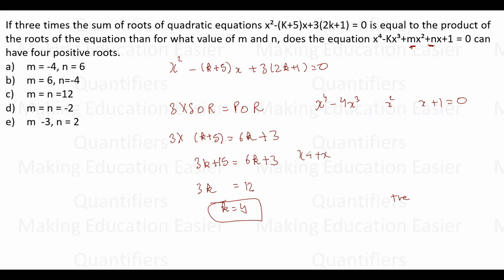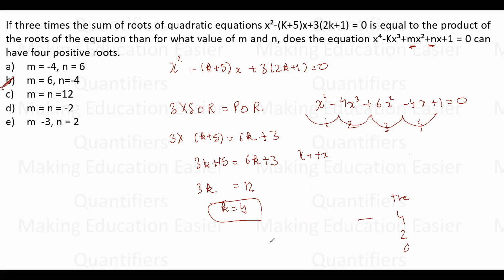Now if I use the second one, m as 6 and n as −4. Positive to negative, negative to positive, positive to negative, negative to positive. So 1, 2, 3, and 4. Now the sign changes are 4. Which means for this value of m and n, I can have 4, 2, or 0 positive roots. Which means this is one of the possible values where the equation can have 4 positive roots. So this is my required answer.